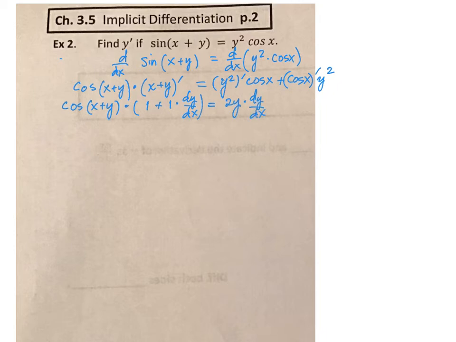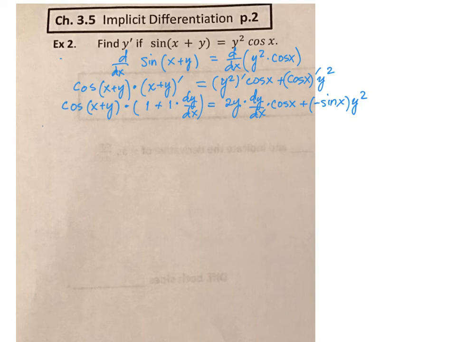Notice whenever I take the derivative of y, I must multiply by dy/dx. The derivative of y squared is 2y times dy/dx, times cosine of x, plus the derivative of cosine of x, which is negative sine of x, times y squared.